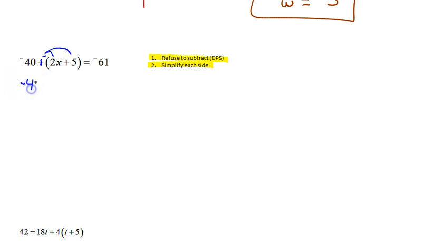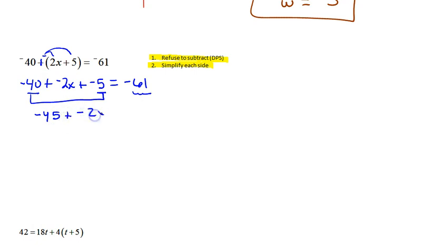So I have negative 40 plus the opposite of 2x is negative 2x plus the opposite of 5 is negative 5 equals negative 61. So I started by refusing to subtract. Now I need to simplify each side. Well, this side is simplified, but this side has a set of like terms. Now I can't add these to 2x because they're not like terms, but I can add negative 40 and negative 5. So I end up with negative 45 plus negative 2x equals negative 61.